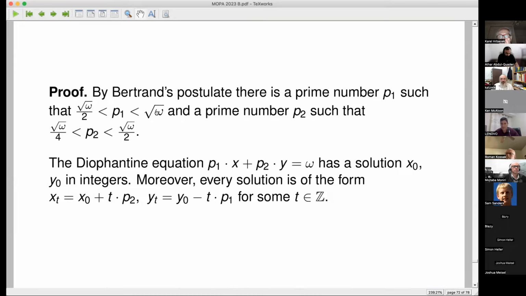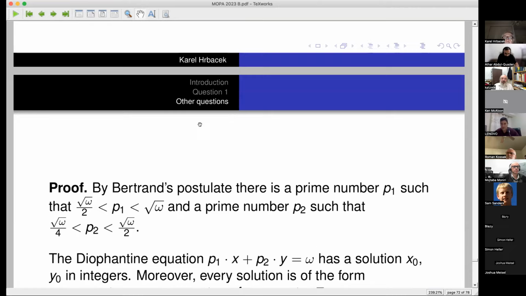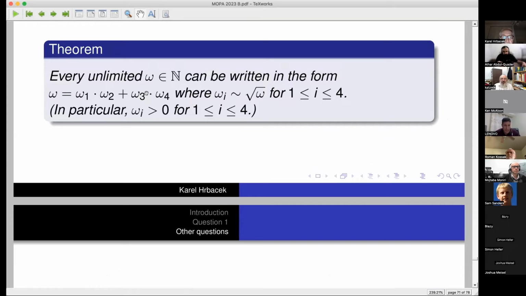So there would be infinitely many solutions, but I don't know if you fix omega 1 and omega 2 in this formula here, if you fix omega 1 and omega 3, I'm sorry. Okay, this one. I don't know if for fixed omega 1 and omega 3, which are comparable to, I don't know, square root of omega, whether you can always find omega 3 and omega 2 and omega 4. Yeah, I don't know. Okay.